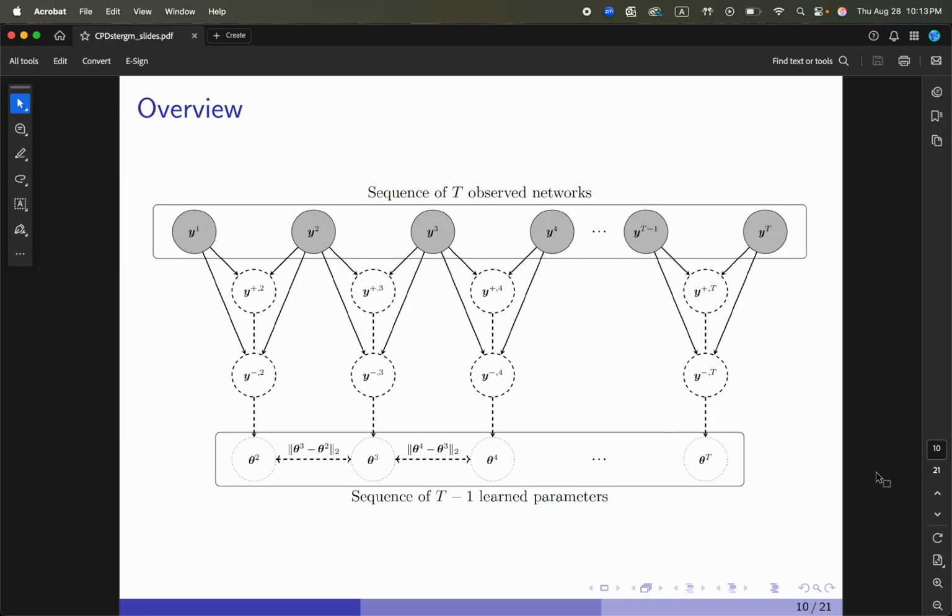This figure gives an overview of the proposed framework. On the top, we have a sequence of observed networks from Y1 to Y capital T. In the middle, we have the corresponding constructed networks, the formation network Y plus and the dissolution network Y minus. At the bottom, we have a sequence of estimated parameters, while we monitor the sequential difference between consecutive parameters.